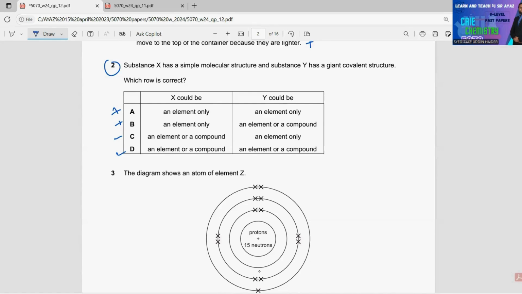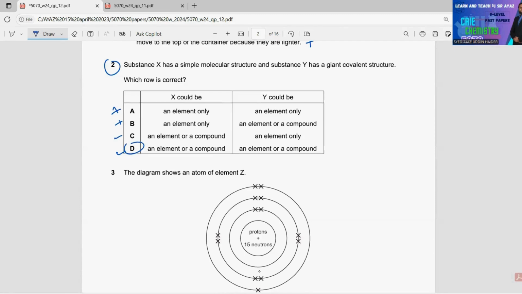What about Y? Y is a giant covalent structure. Again, we have examples of an element or a compound. For element, you have diamond and graphite, and for compound, you have silicon dioxide. So D must be the right choice in this case.